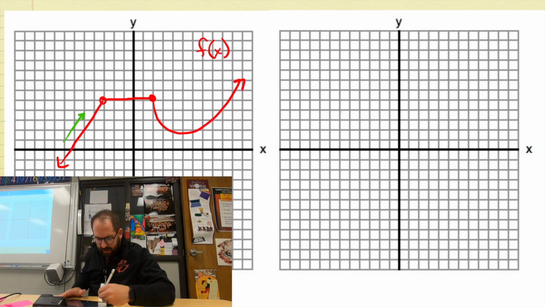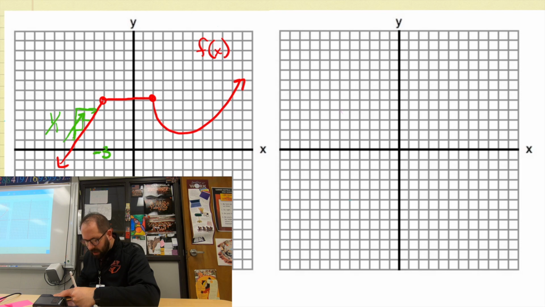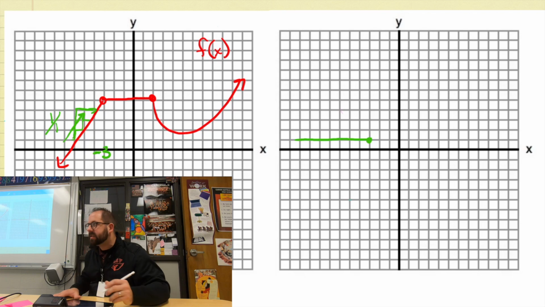It looks like it's going up 1 over 1. Maybe up 3 over 2? It looks like up 1 over 1. Let's just go up 1 over 1. So let's say my slope is 1 over 1, which means a slope of 1, right? 1 divided by 1 is 1. And it's going all the way up until about -3 on the x-axis. It has a slope of 1 all the way up to -3 on the x-axis. Does that make sense?